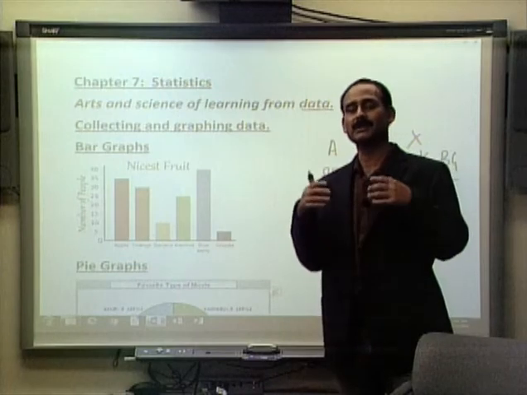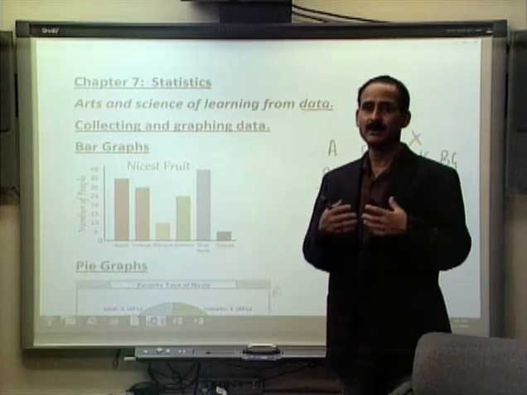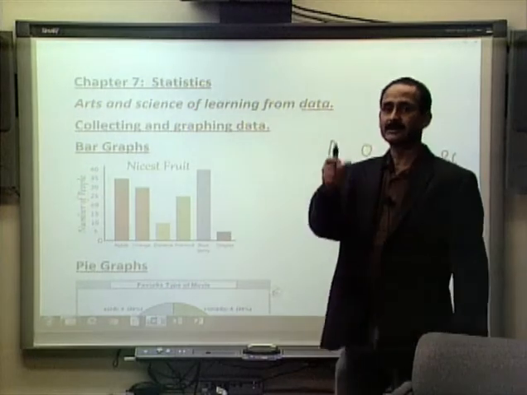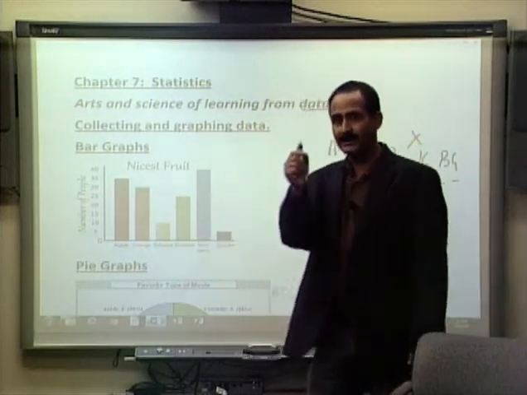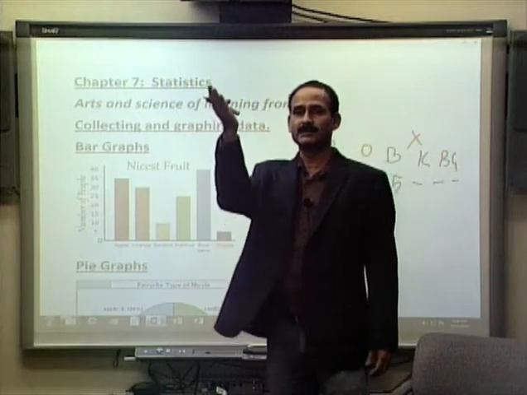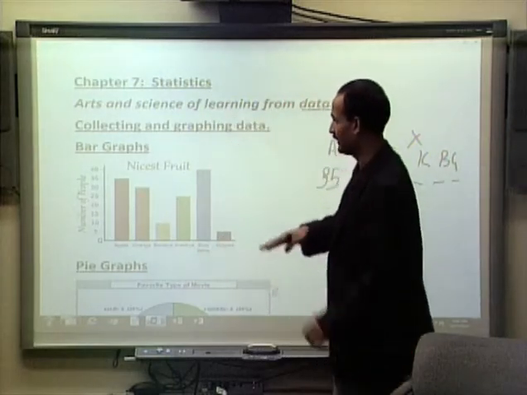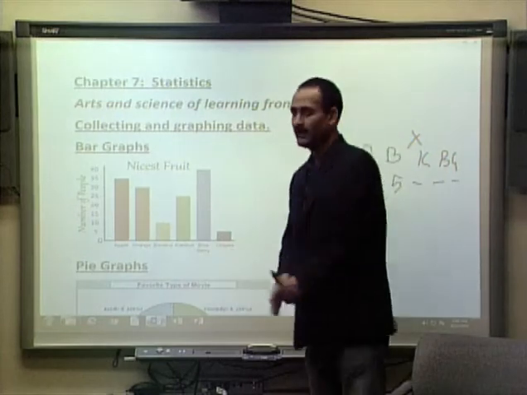So, a bar graph is a graphical representation of data where the horizontal axis contains various types or categories, and the vertical axis represents how many are in each category. That graph is called a bar graph.